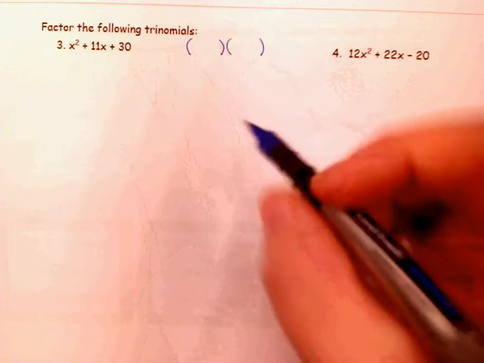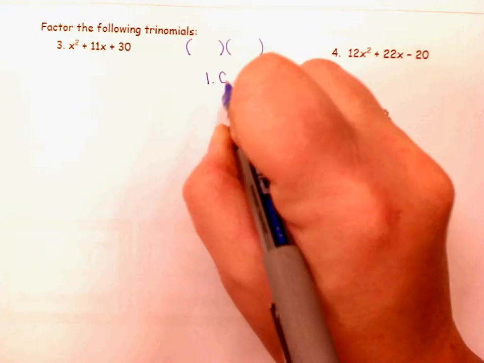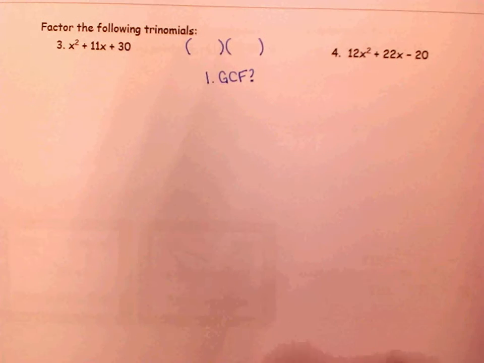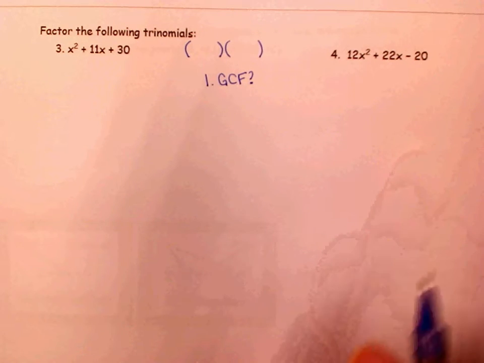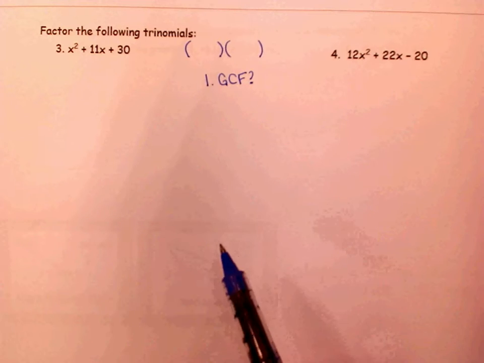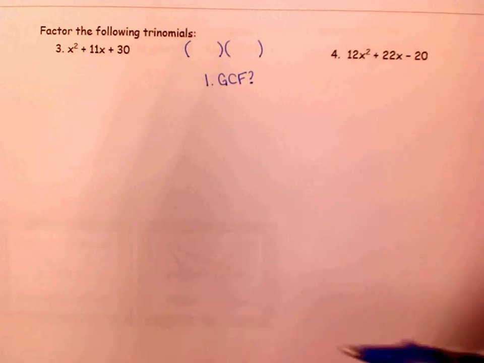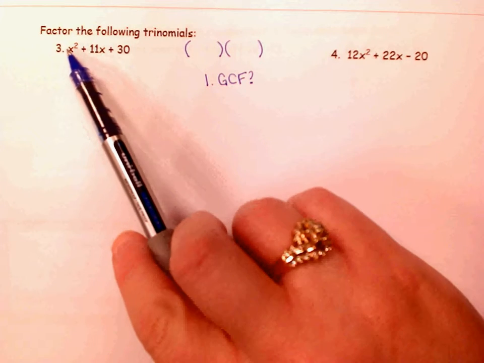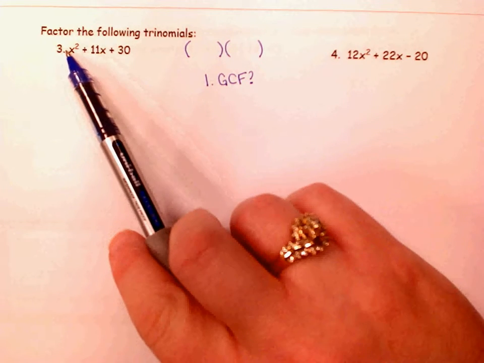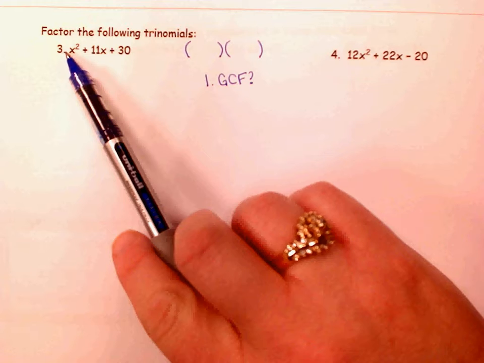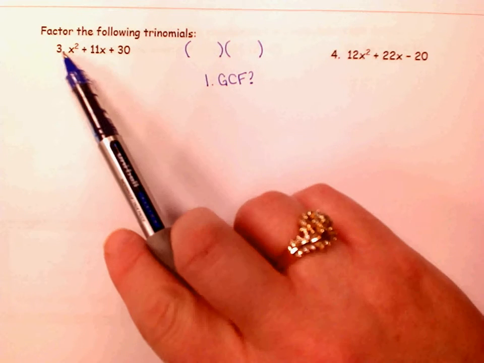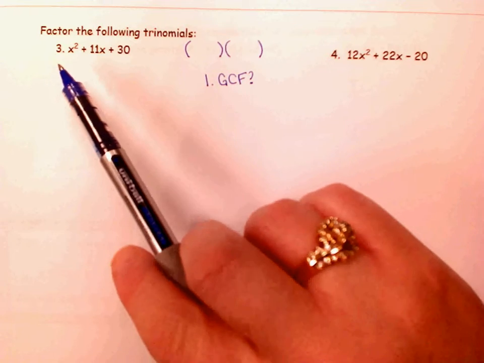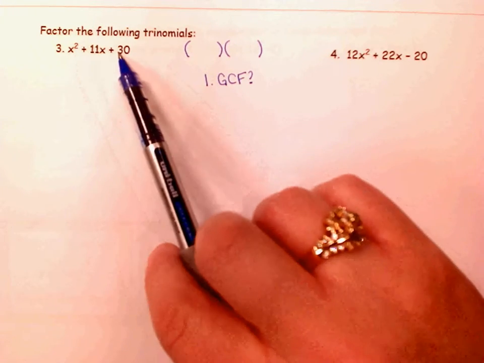The very first thing you always want to do is look to see, is there a GCF in that expression that you can factor out first. So you're looking at the number part to see if there's a common number that they all have that you can factor out. When I look at the numbers, the coefficient of this term is 1. So obviously there's not going to be a GCF because the only number that's a factor of 1 is 1. So factoring out a 1 is not going to be helpful. So this one does not have a GCF.